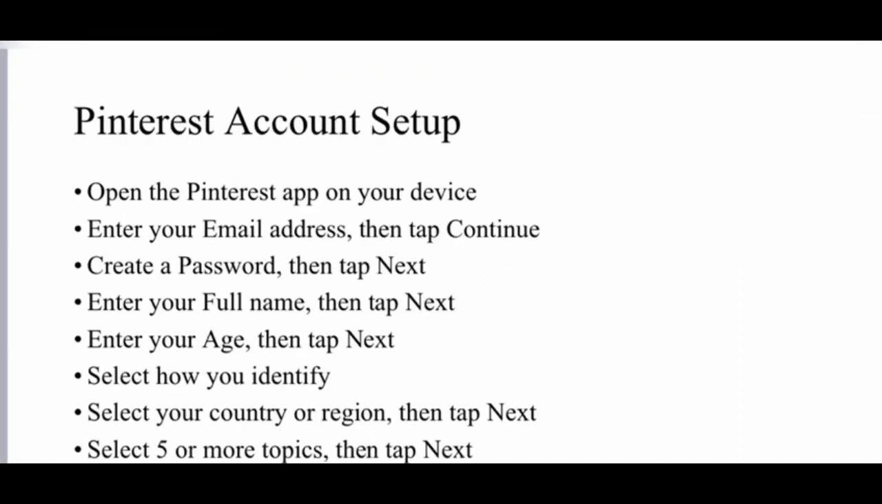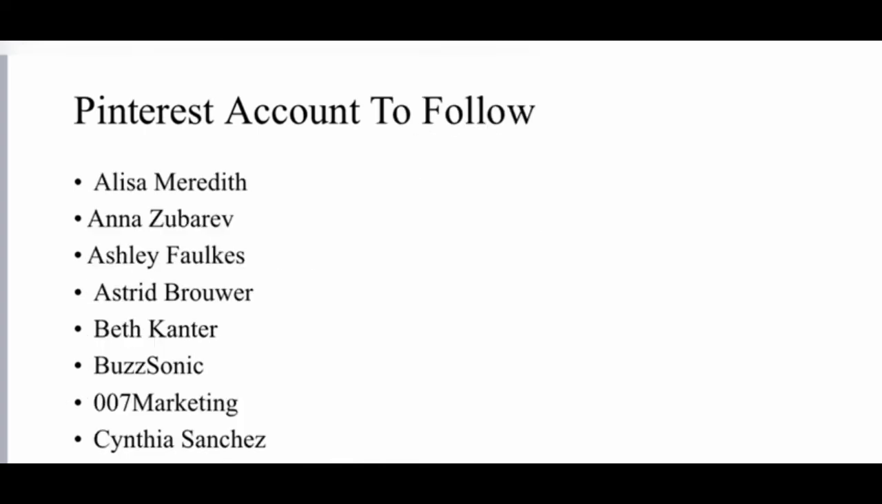Pinterest account setup. Open the Pinterest app on your device. Enter your email address, then tap continue. Create a password, then tap next. Enter your full name, then tap next. Enter your age, then tap next. Select how you identify, select your country or region, select 5 or more topics, then tap next. If you'd like, follow creators based on interests and then tap done or tap skip. Pinterest accounts to follow: Aliza Meredith, Anna Zubarev, Ashley Fox, Astrid Grover, Beth Cantor, Buzz Sonic, 007 Marketing, Cynthia Sanchez.